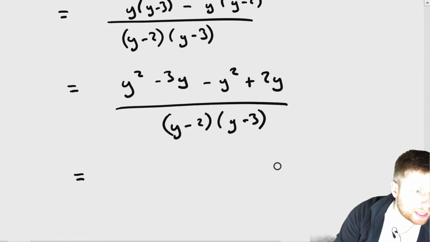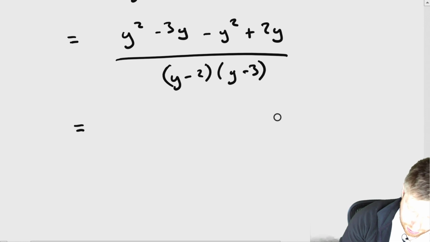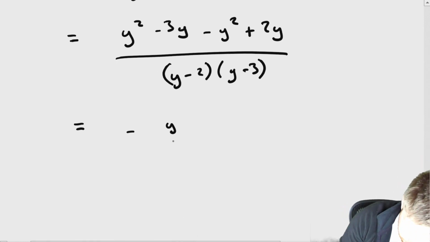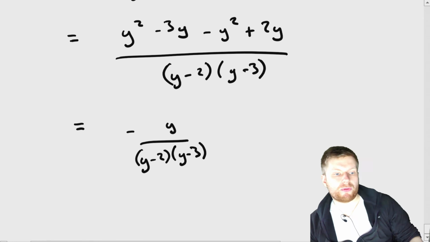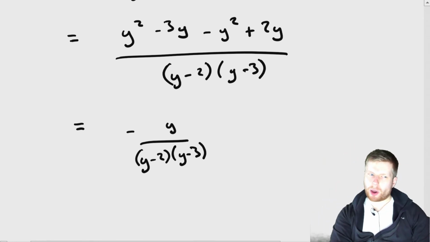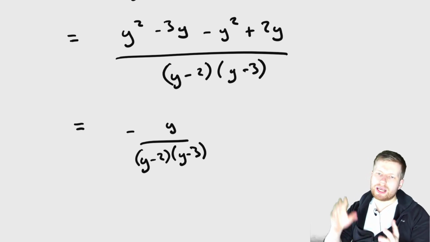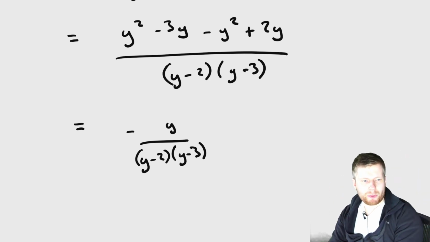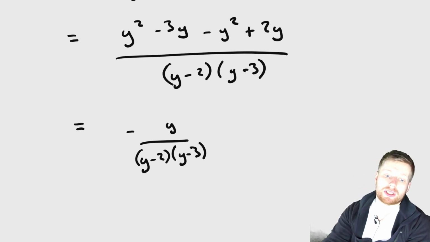Okay, so if I collect together my like terms now, I get y squared take away y squared, well that's going to be 0, then negative 3y plus 2y, that's going to give me negative y. So I get negative y over y minus 2, y minus 3. And that would be it fully simplified. So just watch where you've got negatives going on. That's all we need to think about there. And by the way, I've gone through addition and subtraction. The same kind of principle will apply with multiplication, division. If you understand what's happening with ordinary fractions, then you can understand what would be happening with algebraic fractions as well.